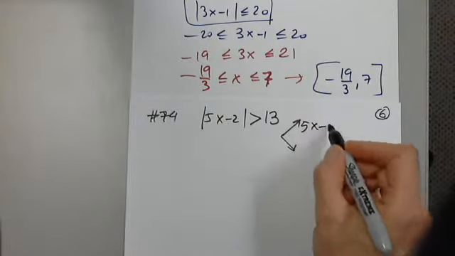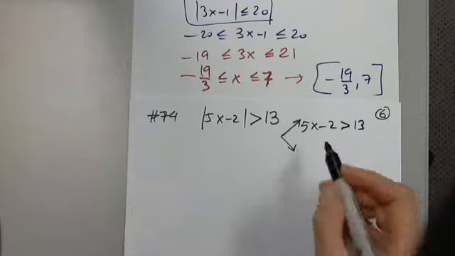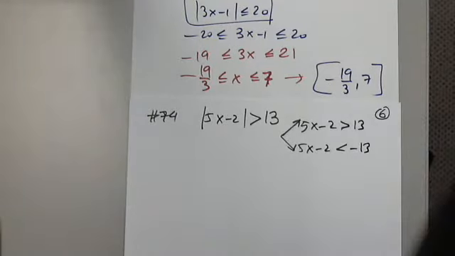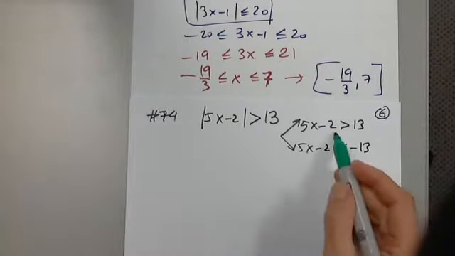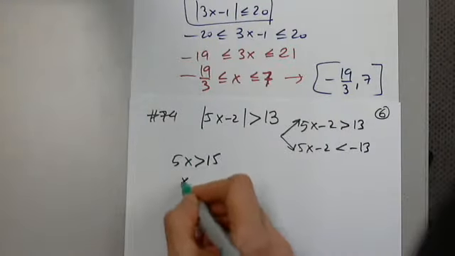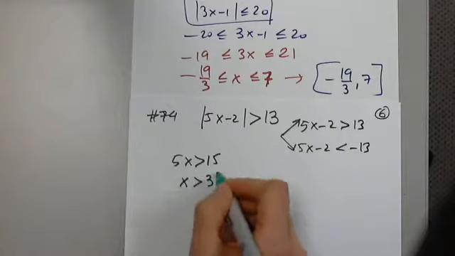5x minus 2 greater than 13, and 5x minus 2 less than negative 13. Do we agree with this? So we cannot include anything in between. That is taken by a different inequality. So it's only the outside. Good. So I have to solve this inequality by adding 2. So this is 5x greater than 15, and divide by 5, x greater than 3.